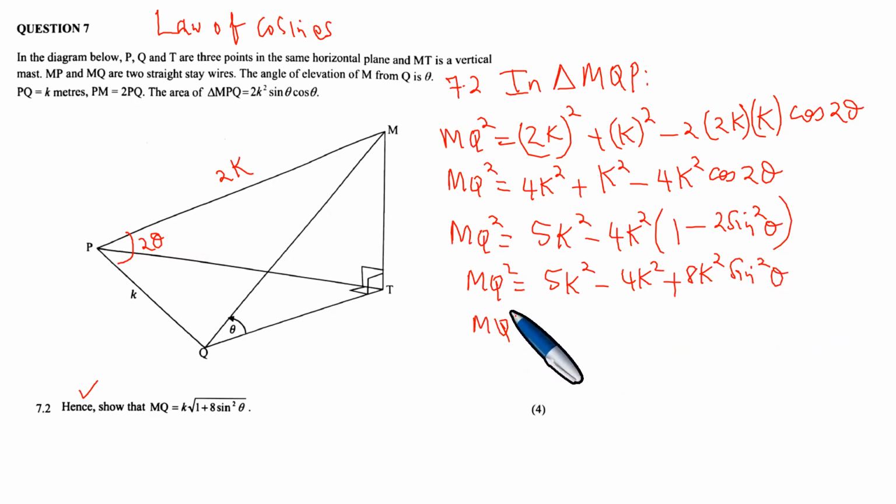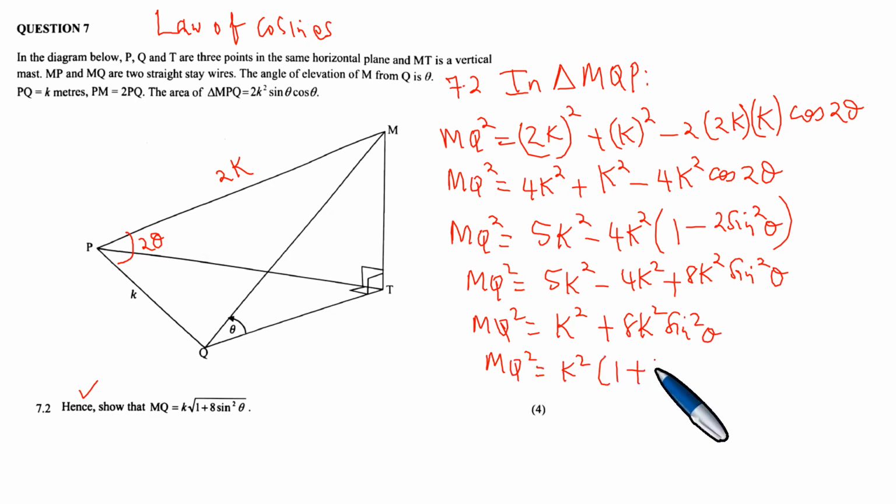From which we have MQ squared equals, what is 5 minus 4 of the k squared? Of course, we get a single k squared. So now we continue. Subtracting 4 from 5 we get 1, and then we have the sine squared of theta. Which means you have MQ squared equals k squared into 1 plus 8 sine squared of theta.